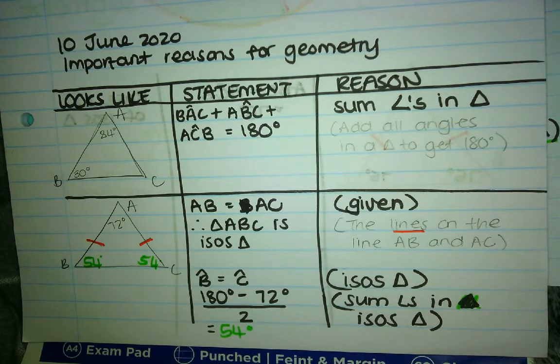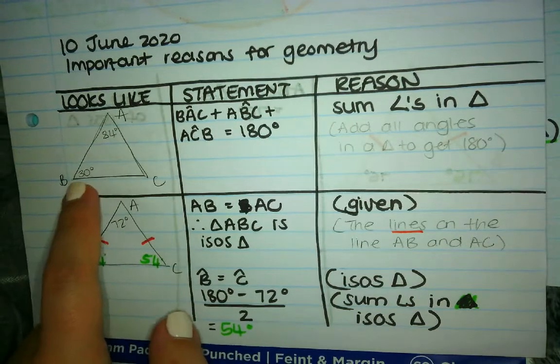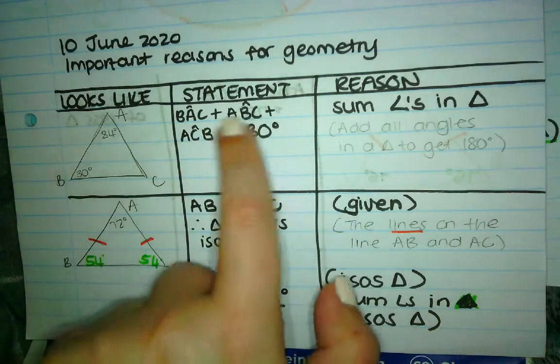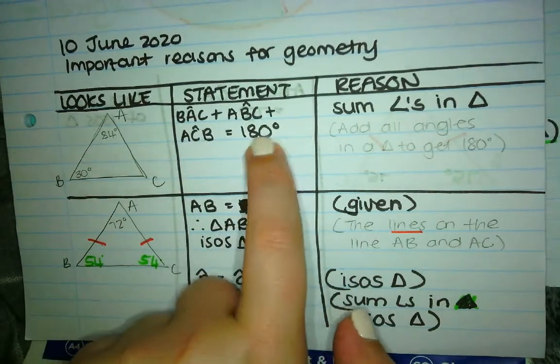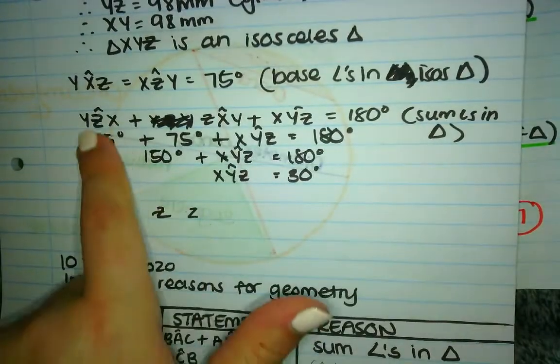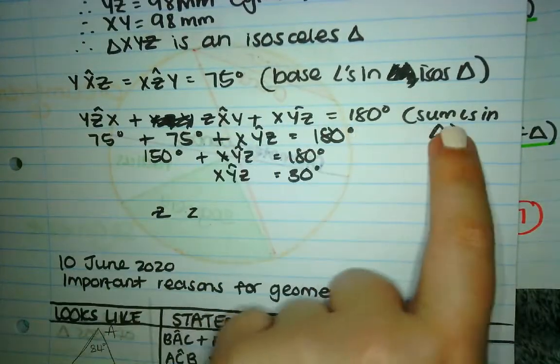So yeah, you're going to write that down for me. Here's your triangle, so this is what it will look like. They'll give you two angles, and then you need to find the third one. That's when you add all the angles up to get 180. The statement is this part here, and then this would be your reason.